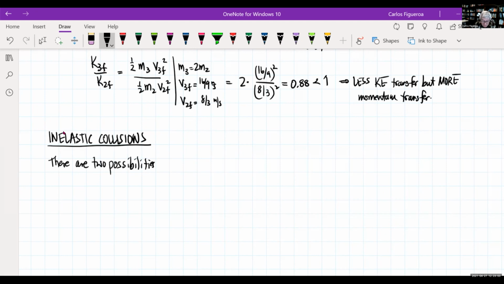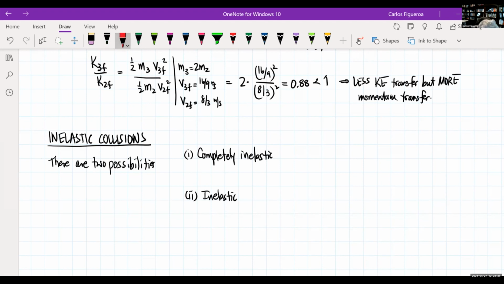And what you find here is that in one case you get what's known as completely inelastic, and then the other case is known as just inelastic. And it's the inelastic one that you want to be careful about. And so this is what happens here.